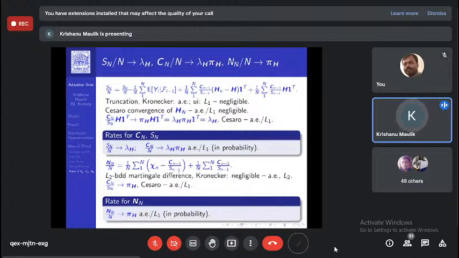So that gives you the result about Sn by n, Cn by n, and Nn by n in all cases using stochastic approximation. So I think I'll stop here.